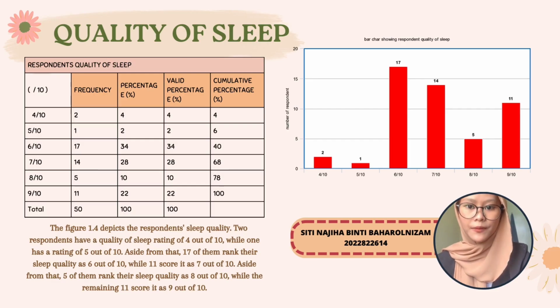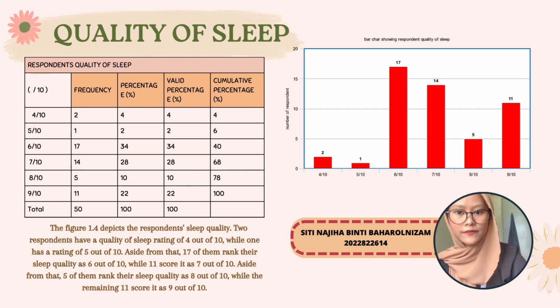Alright, as we can see here, the bar chart shows the respondents' quality of sleep. 2 respondents rate their sleep quality 4 out of 10, and 1 of them rates it 5 out of 10. Aside from that, 17 of them, which is the highest in the bar chart, rank their sleep quality 6 out of 10, whilst 11 of them score it 7 out of 10. Aside from that, 5 of them rank their sleep quality 8 out of 10, while the remaining 11 score it 9 out of 10. We have no respondent that rates their sleep 10 out of 10.